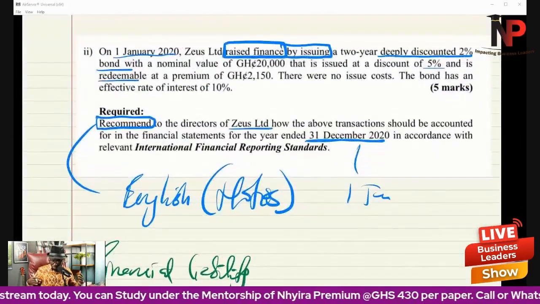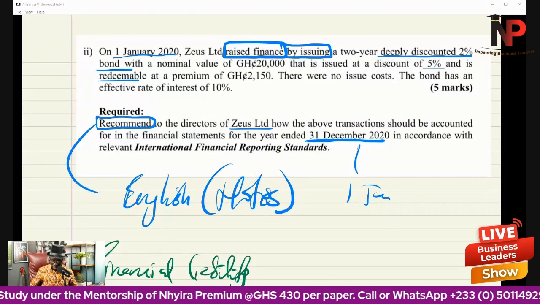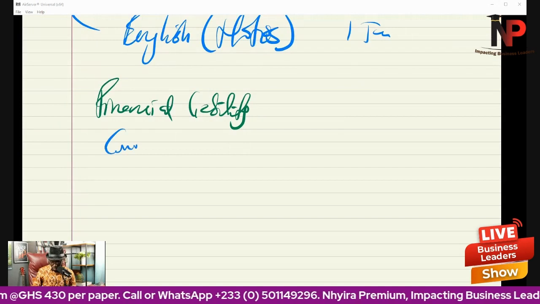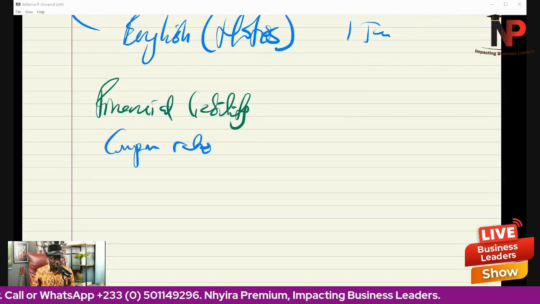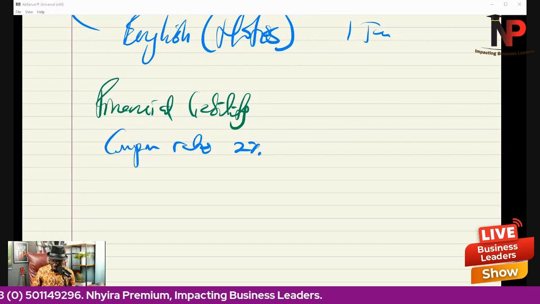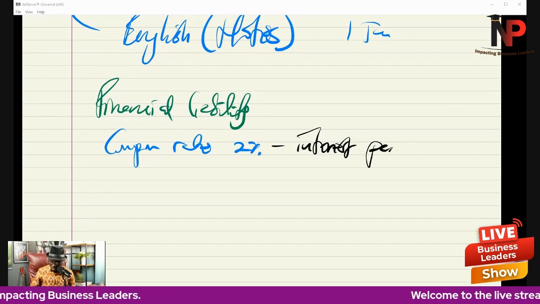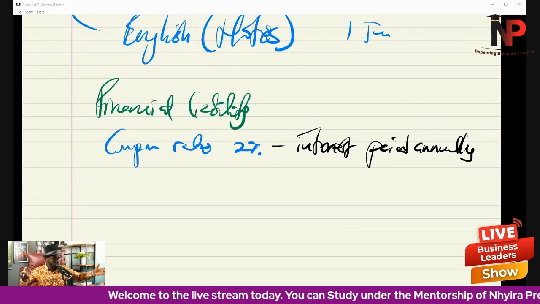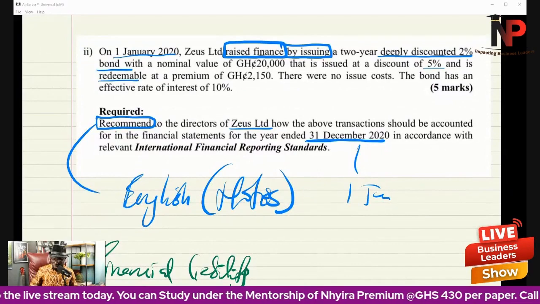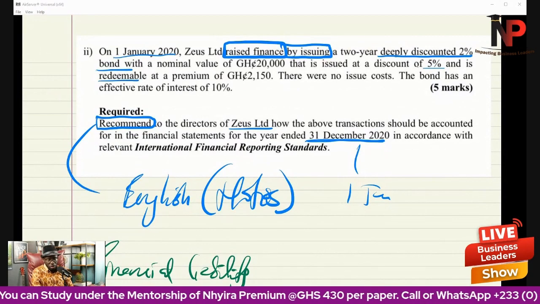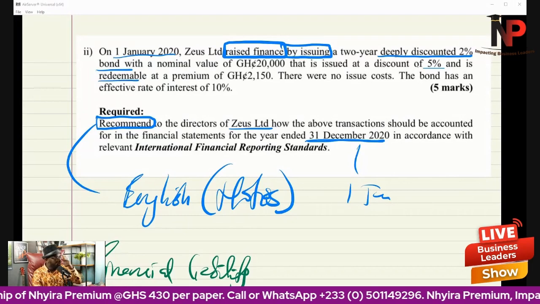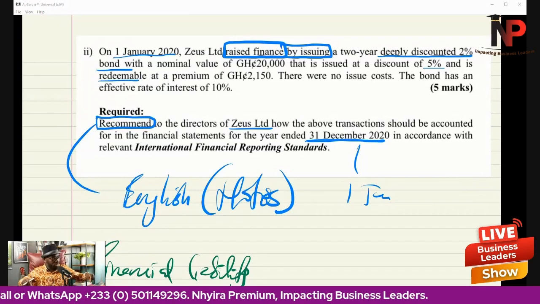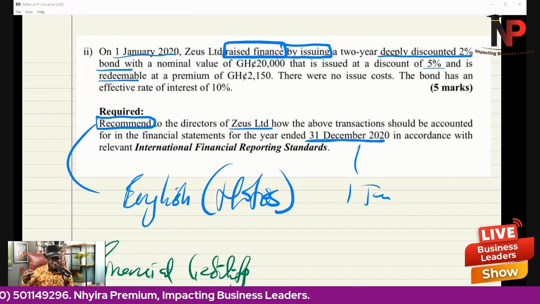So let's go. We are told that it's a 2% bond. So in the context of this question, it means our coupon rate is 2%. That is the interest payable or interest paid annually. So every year, this is how much Zeus will pay to the bondholders. 2%, that's the coupon rate. Now, we are told that it was issued at a discount of 5%. What does that mean? It means Zeus Limited did not receive the total face value of 20,000. They received 95% of the 20,000.